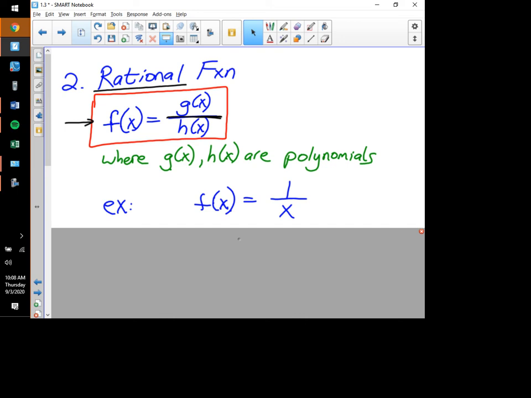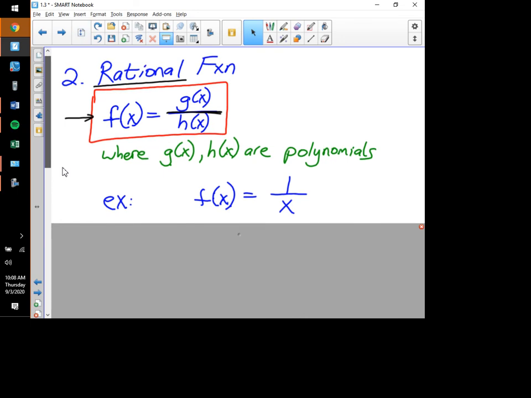Technically speaking, everybody, the numerator here, the 1, is a polynomial also. It's just a pure constant that doesn't have any variables in it whatsoever, but you really could think of the denominator as a simple first-degree polynomial. You could kind of think of the constant up on the top as a simple 0-degree polynomial. So yeah, 1 over x is a rational function.